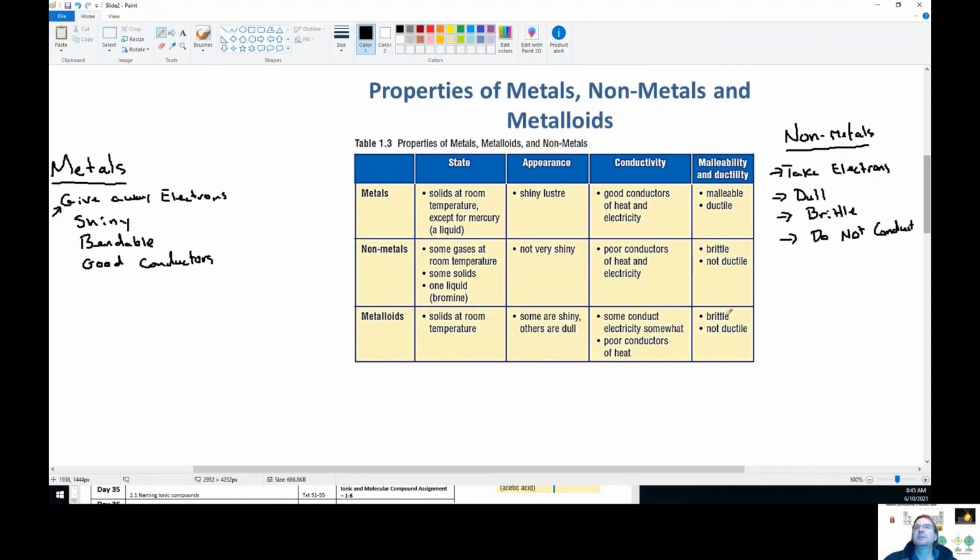Whereas in the middle, the metalloids, I know we've got them on the bottom here, but they're truly in the middle of these two, right on the periodic table. You could kind of see there by the picture, the metalloids. Well, the metalloids have some of both properties.